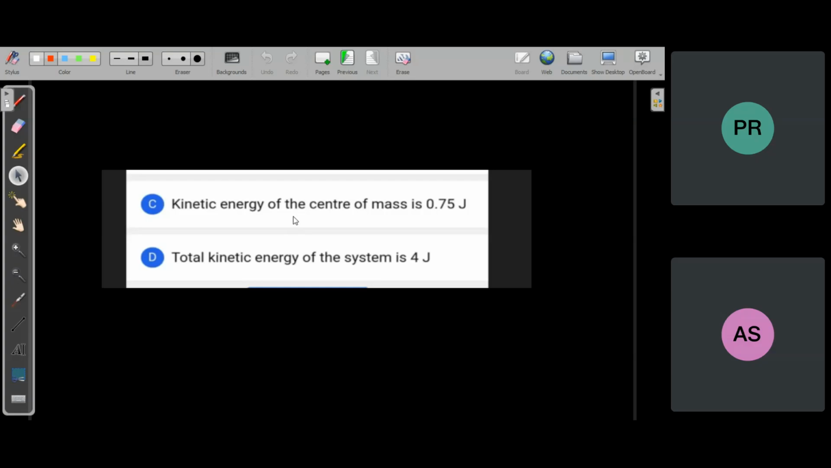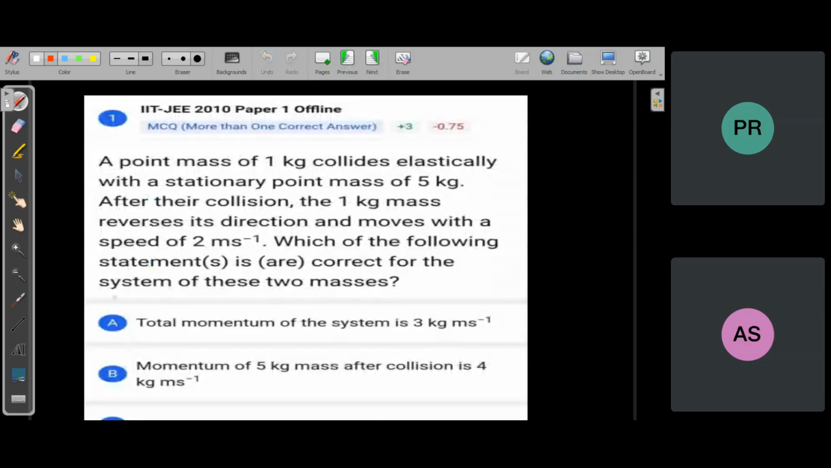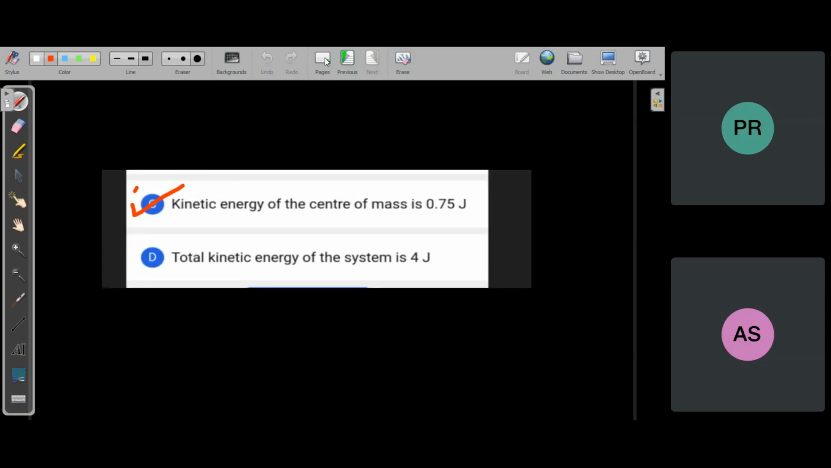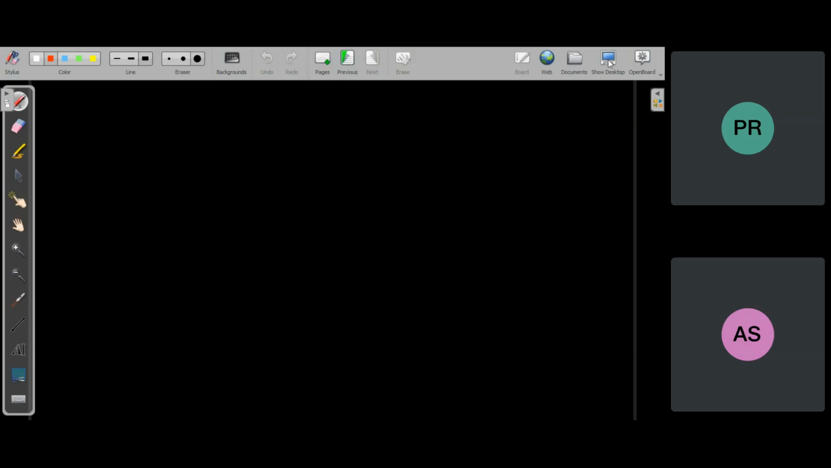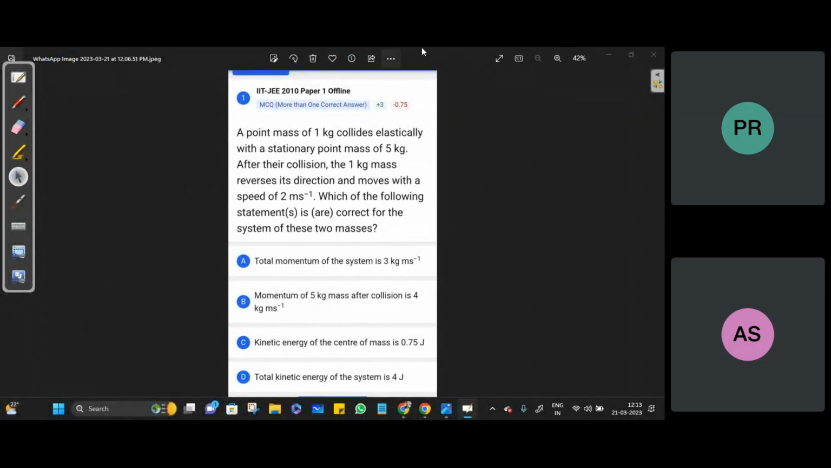So you can find the velocity of the center of mass, and then you can find the kinetic energy. Then option C is also correct, sir. Yes. So these two are the only correct options of this question. Yes, sir. A and C. Okay. A and C. Others are wrong.